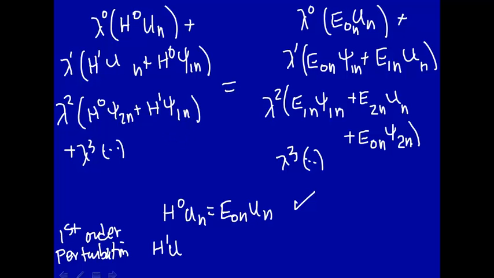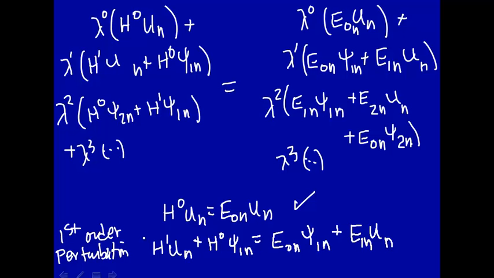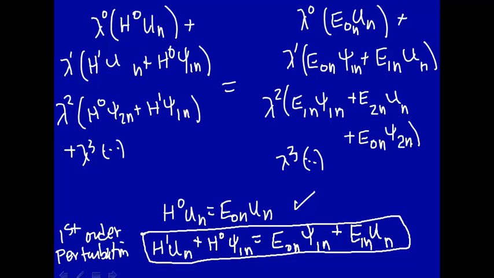Okay, un plus the unperturbed Hamiltonian operating on the first order correction to the wave function u1n. That is equal to the 0th order energy times the wave function operating on the first order correction, plus the first order correction to the energy times the 0 order wave function. All right, so this is the basis on which we do first-order perturbation theory.